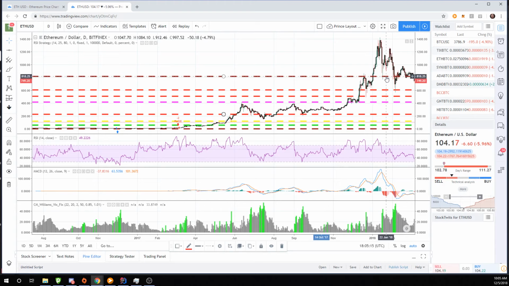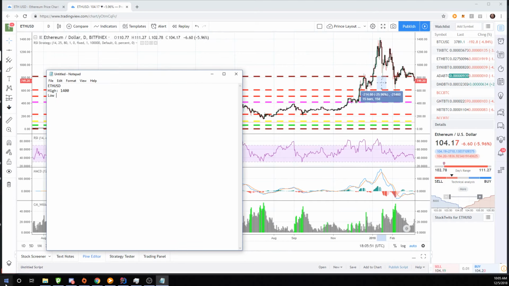Let's make our plan. So this is ETH USD, and I want to have a high of 1,400 and a low of $12.50. Okay. First DCA is 25. My current cost is $800 because that's where I bought Ethereum at. And my first dollar cost average beneath that is 25%.